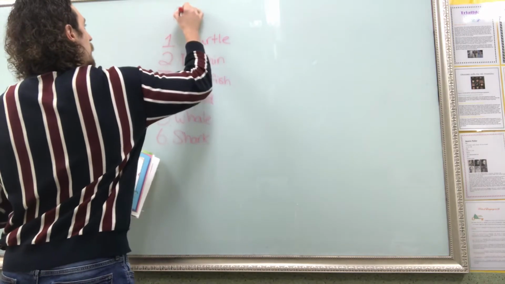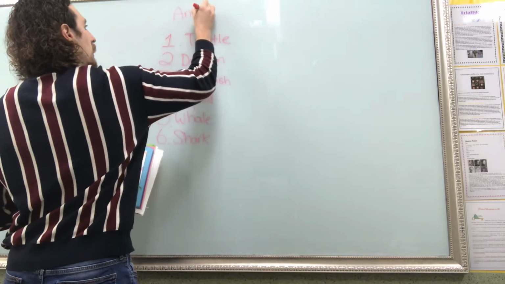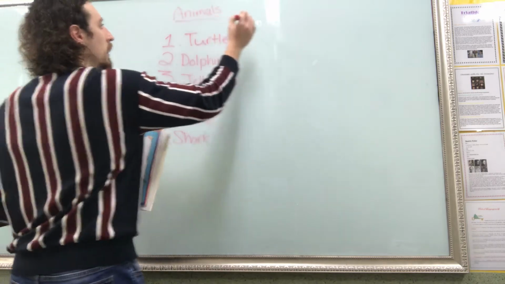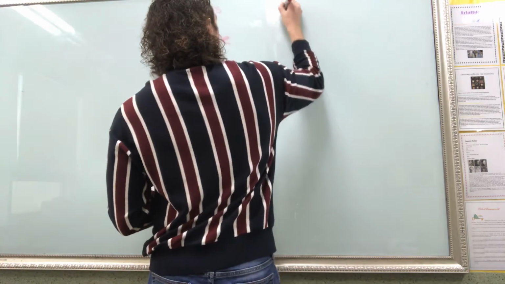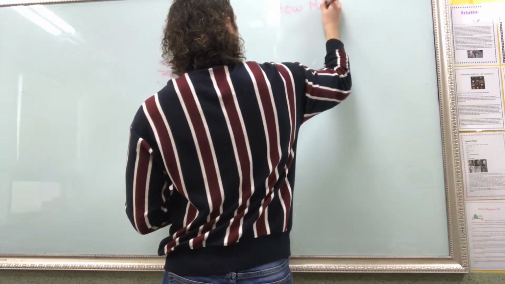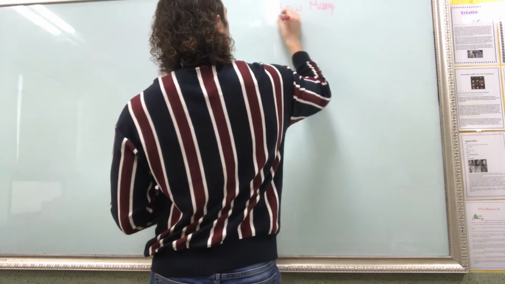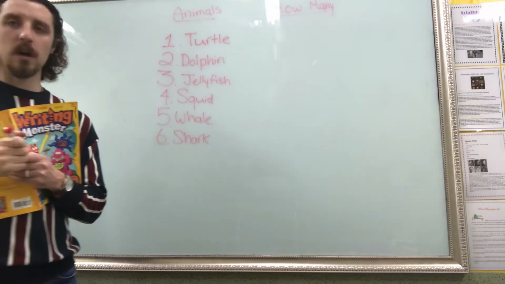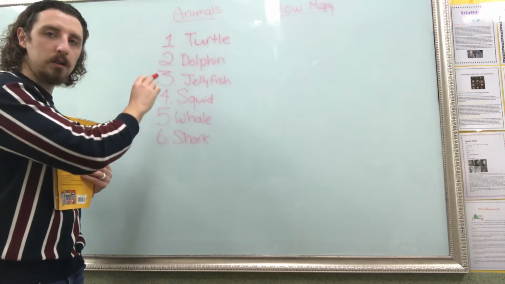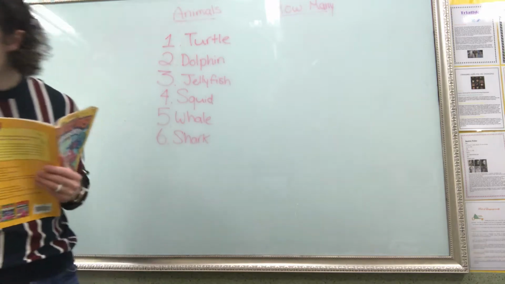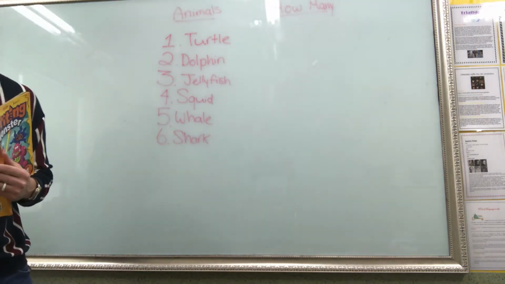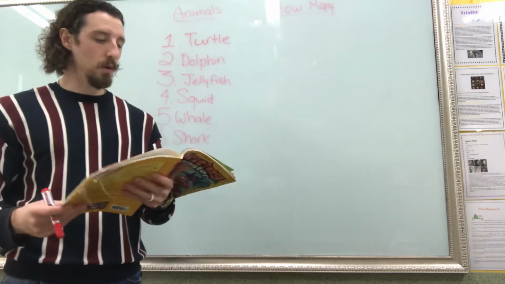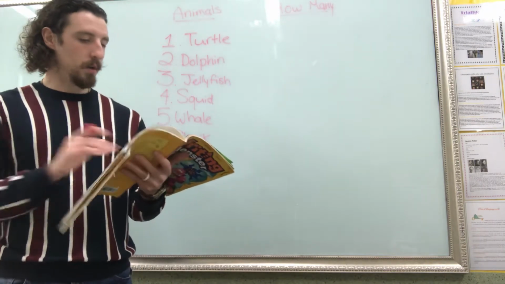So we have our list of animals. Can you see that? You can see that. Now we have to write how many. Okay. So pause the video to make sure that you have all 6 animals written correctly. And the next thing we are going to do is we are going to decide how many animals there are. Okay?